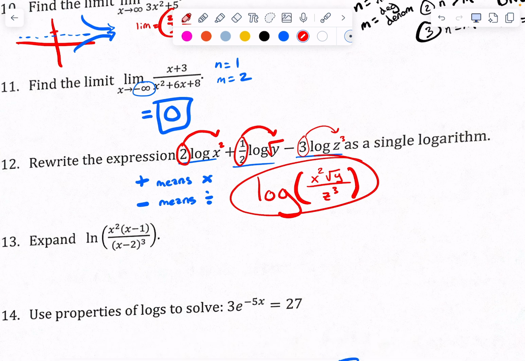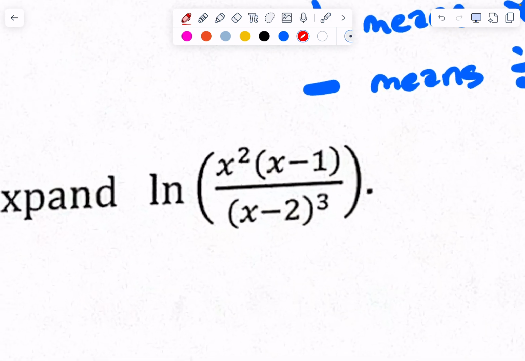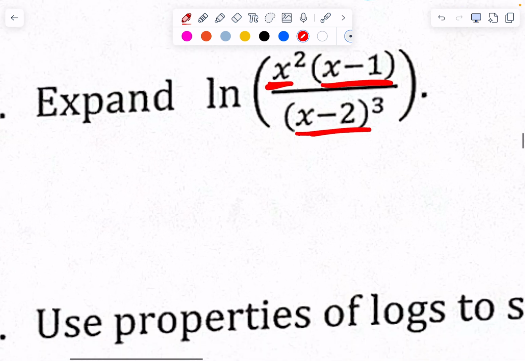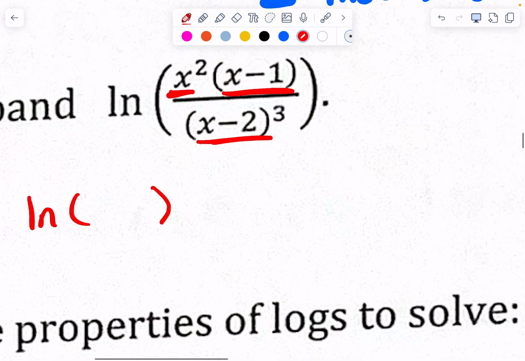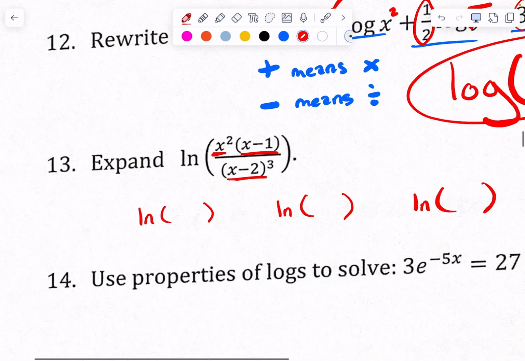Was that confusing? Now they're wanting us to tear it apart. Does it matter that it's ln and not log? No. How many pieces are you going to have? Three pieces. You see them? This one, this one, this one. So I have ln of something, another ln of something, and another ln of something. Since these two are both on the top, it's going to be plus. The bottom's going to be a minus. So if I pull them apart, x squared goes here, x minus 1 goes here, and x minus 2 cubed goes here. Done? Almost.